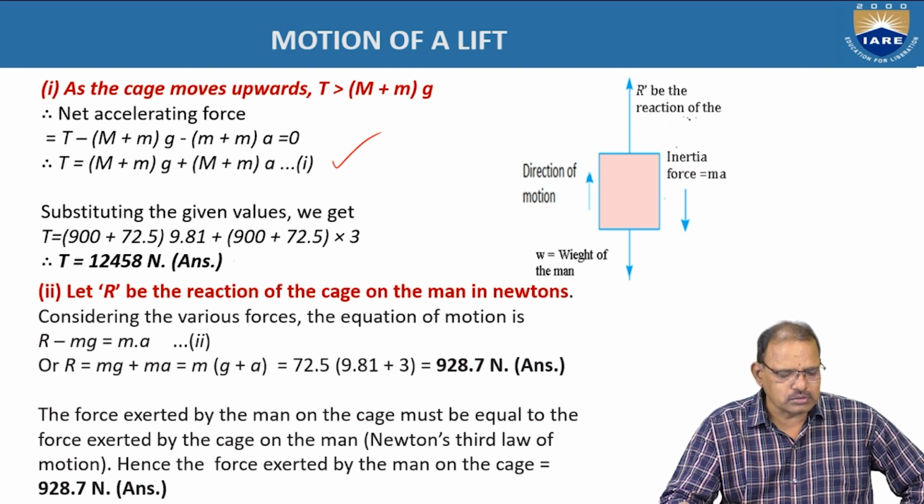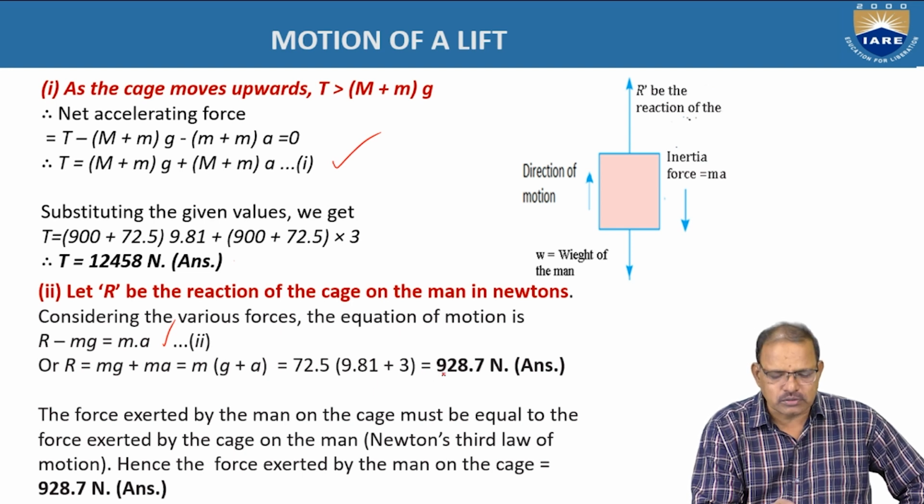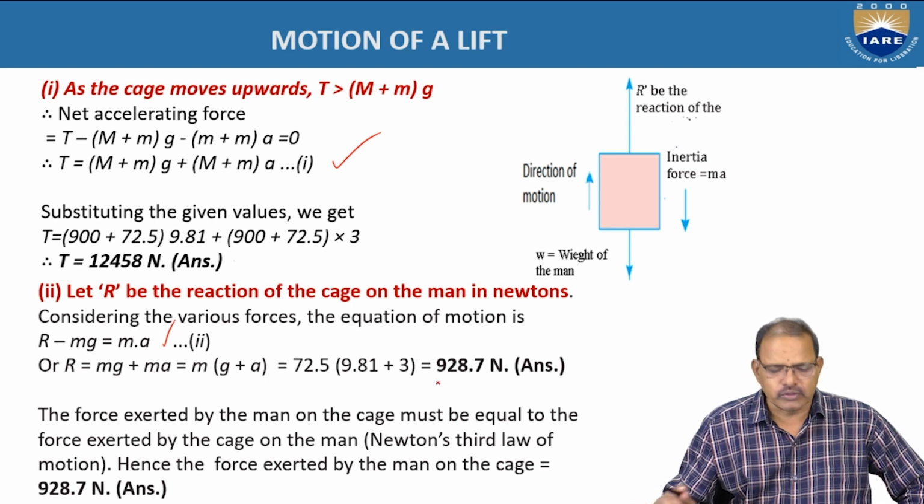In case 2, consider the various forces in the equation regarding reactions. R minus mg is equal to ma, where R is equal to mg plus ma. From this relationship we get the reaction offered by the cage equal to 928.7 newtons.